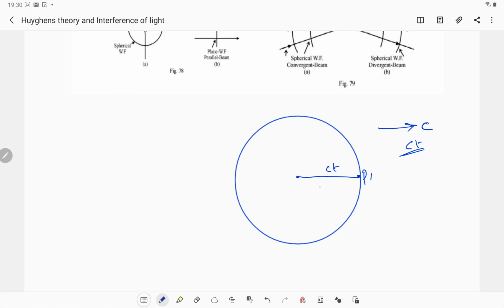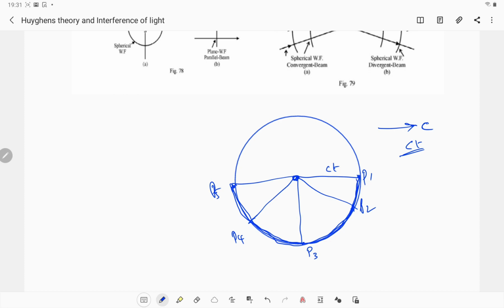Here is one point P1. This is another point P2. This is P3, P4, P5. See, all these points are at the same distance from the source, and all these points are vibrating in the same phase. If you draw the locus by joining all these points, this locus is nothing but a wavefront. Now this is one wavefront.